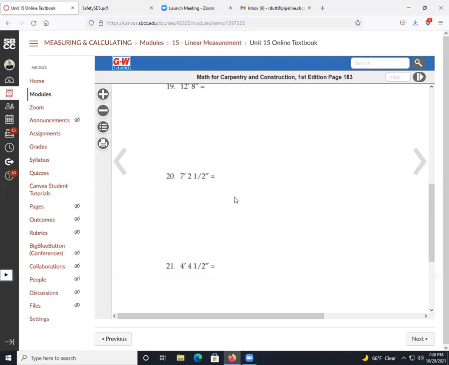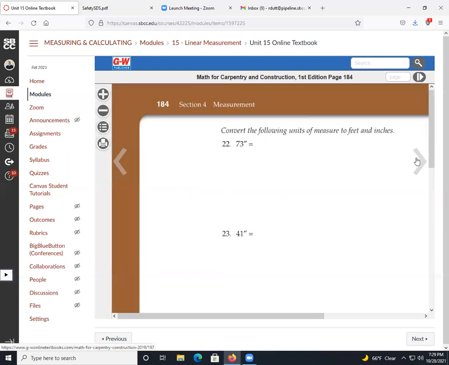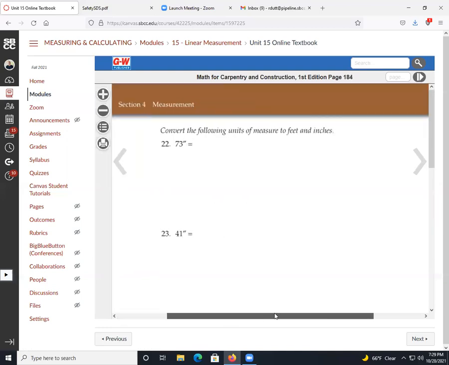Okay. So you guys got this one, right? It's as simple as 7 foot 2.5 is 7 times 12. Find out the inches in 7 feet is 84. Add 2.5 inches, 86.5. 4 feet is 48 plus 4.5 inches is 52.5. This is all pretty darn simple, right?